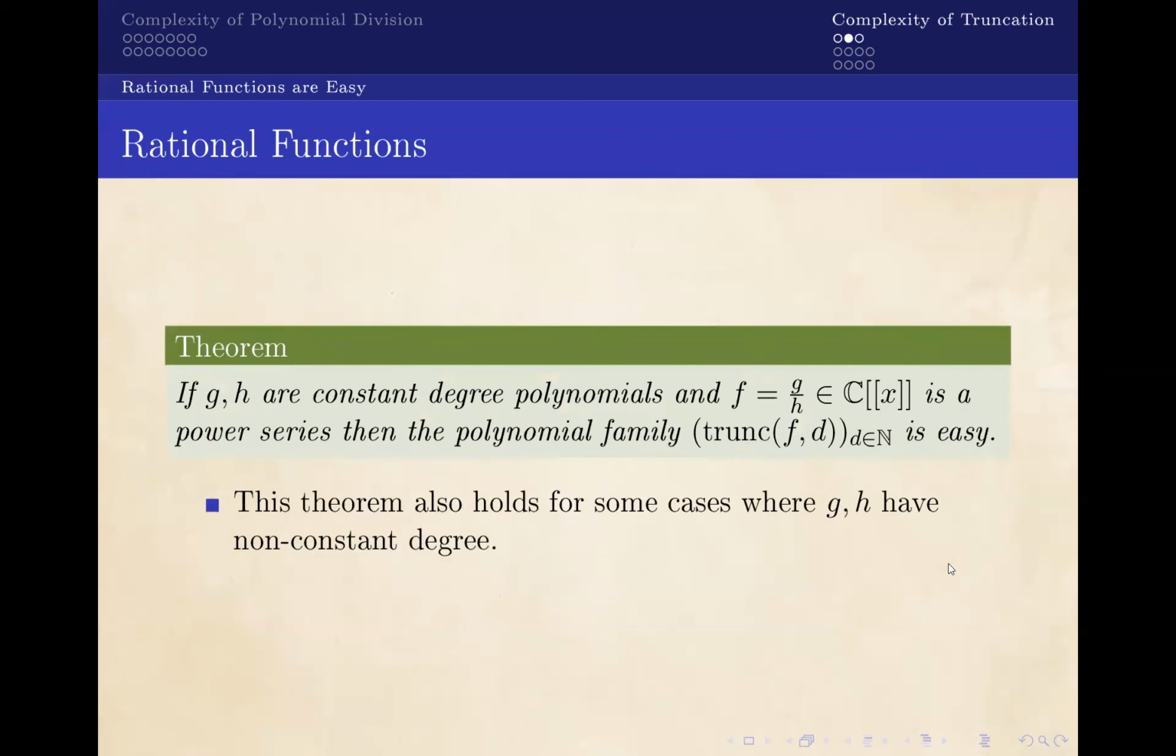Right. So the first part we show an upper bound. We show that if the power series was actually a rational function, then the truncations of that power series are easy to compute. So this theorem states that if G and H are constant polynomials, then the truncations of this power series F, which is G over H, are easy to compute.